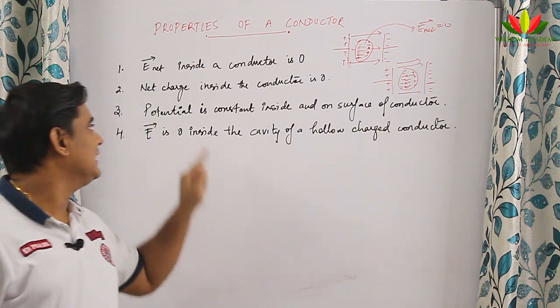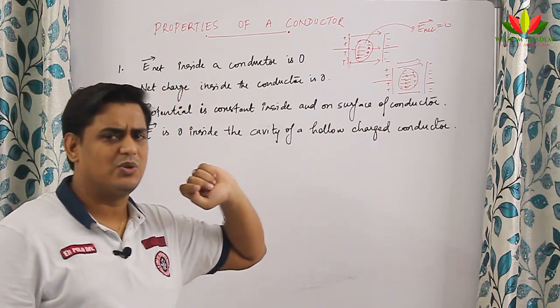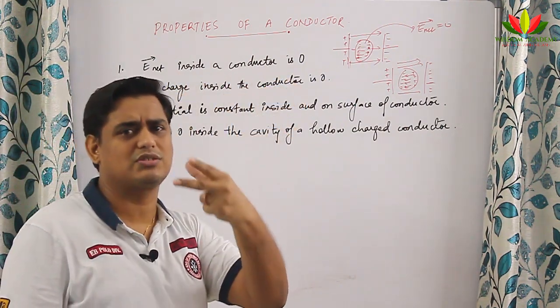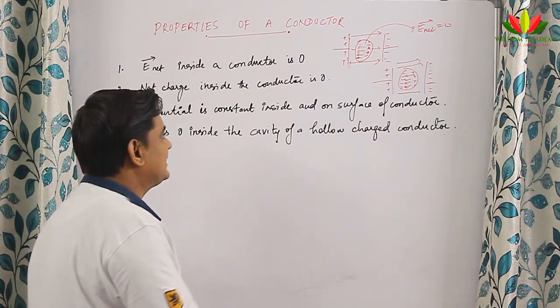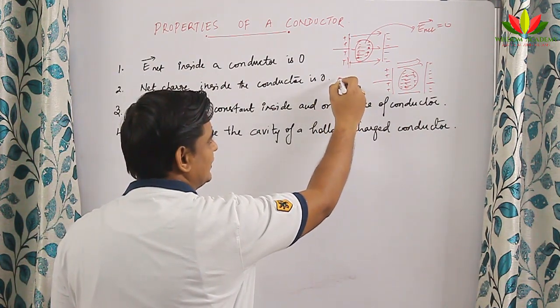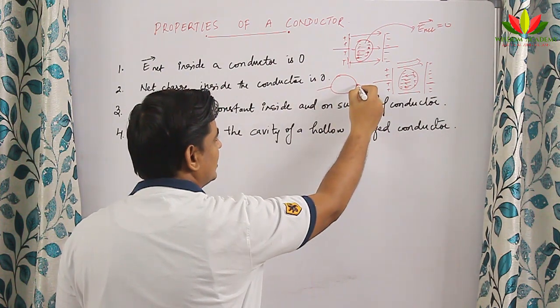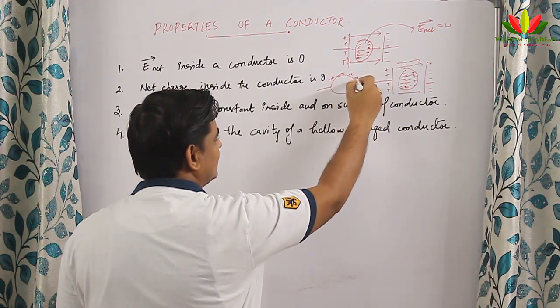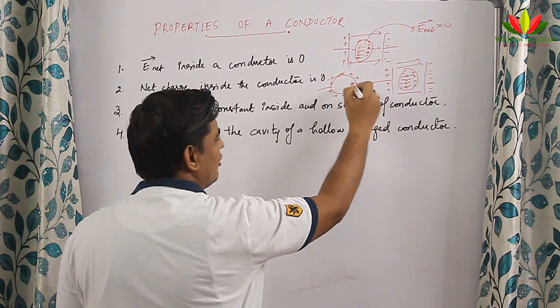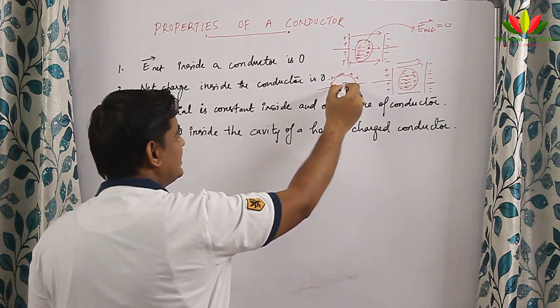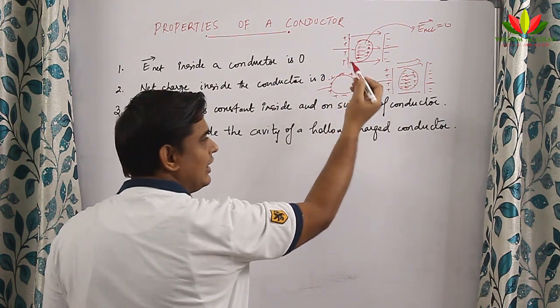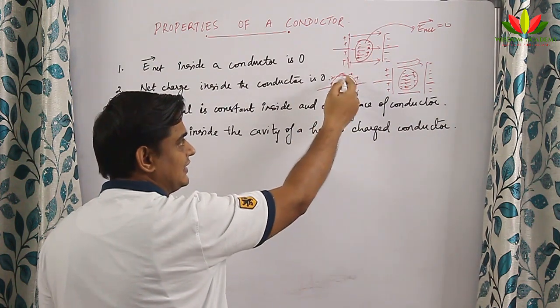The second property is that the net charge inside the conductor is zero. This is very simple, we can understand it with the help of Gauss theorem. I am talking about a charged conductor. Suppose it is a charged conductor like this, fully positively charged. If I want to find the net charge inside the conductor, we know that inside the conductor the electric field is zero. Just now I have told you the electric field inside a conductor is zero.